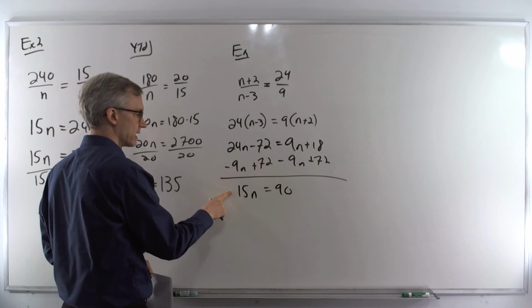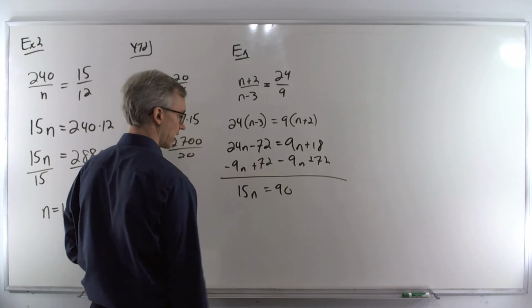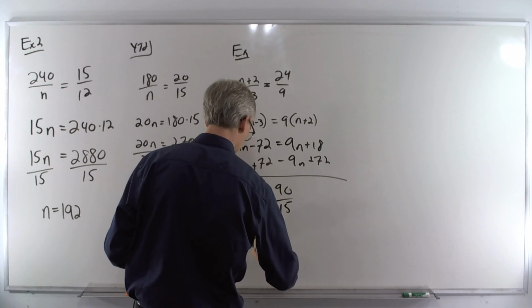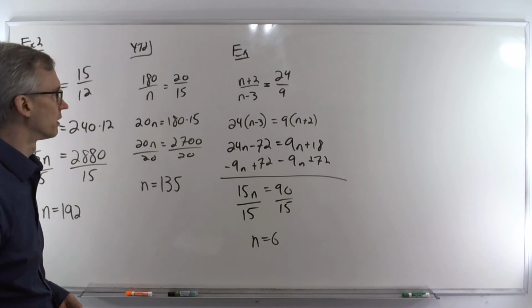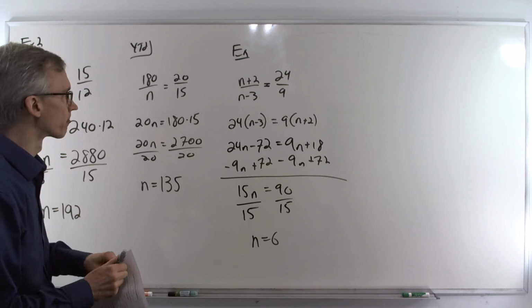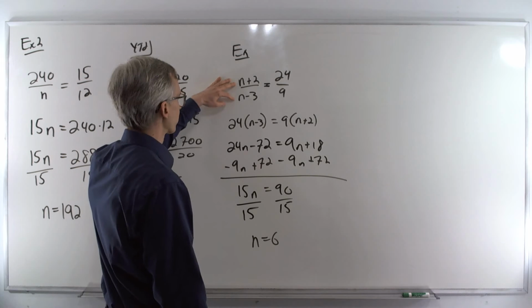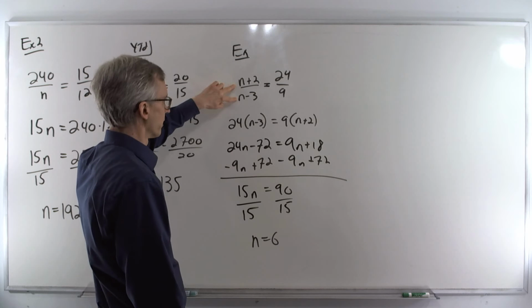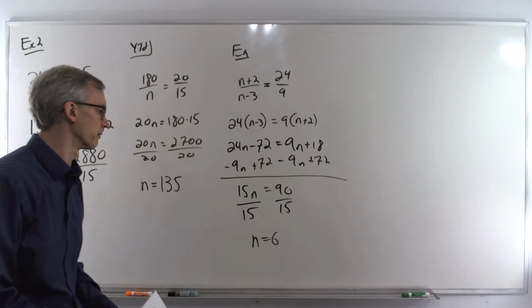Right, 24n minus 9n gives us 15n on the left. 18 plus 72 is 90 on the right. We're going to divide by 15, and n equals 6. And then the test, plug it in for n. So it gives us 8 over 3 once we plug them in and evaluate, and 8 over 3 should equal 24 over 9.